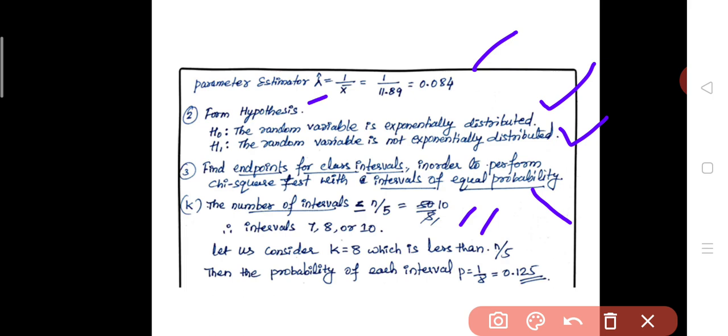Let us consider the number of intervals to be 8. We shall consider 8 intervals, which is less than or equal to n divided by 5. The probability of each interval is given by p equal to 1 divided by 8. Why have we taken 8 here? That is the number of class intervals. Therefore, the probability in each class interval is 1 divided by 8, that is equal to 0.125. This is the value of p.